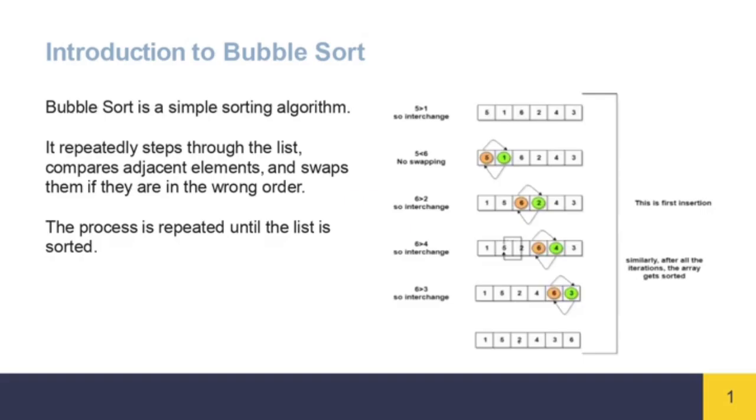Introduction to bubble sort. Bubble sort is a simple sorting algorithm. It repeatedly steps through the list, compares adjacent elements, and swaps them if they are in the wrong order. The process is repeated until the list is sorted. Here's an example written on your left-hand side. You can see it.